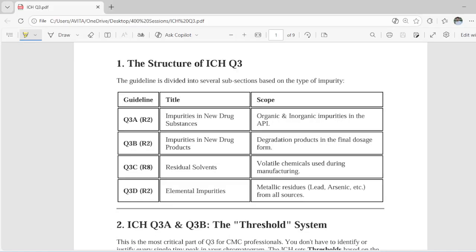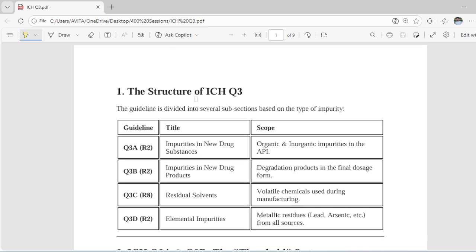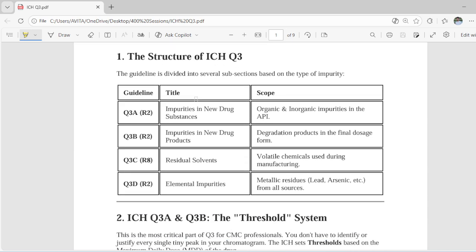Hi everyone, today we are going to talk about the next set of guidelines, that is the ICH Q3 guideline. So we'll discuss what this ICH Q3 is about and what its effect is on the CMC modules and all. So let's start. The guideline is divided into several subsections based on the types of impurity.